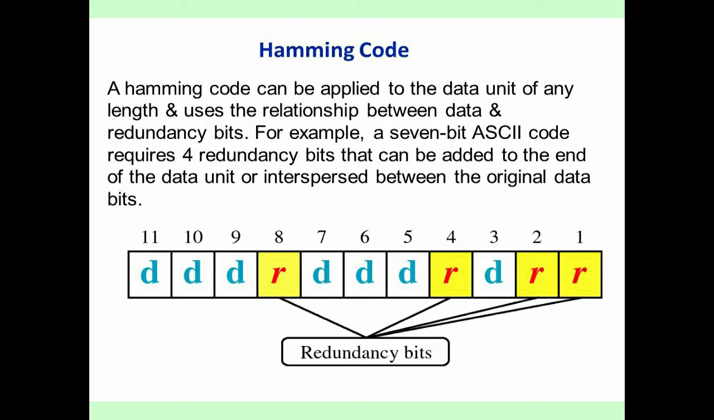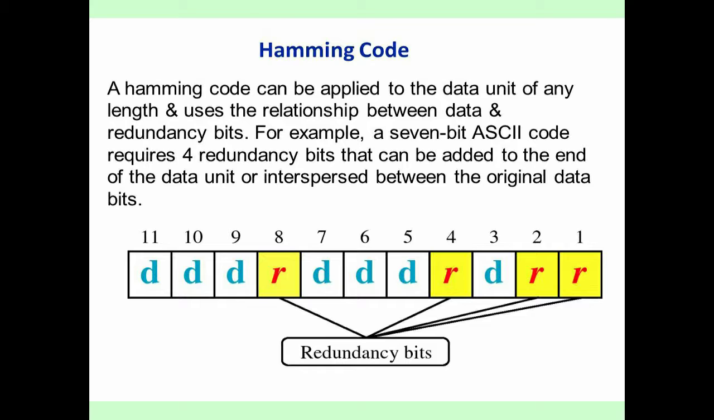Here I am considering a 12 block code. A Hamming code can be applied to a data unit of any length and uses the relationship between data and redundancy bits. For example, a 7-bit ASCII code. If you are considering 7-bit ASCII code, you need 4 redundant bits that can be added to the end of the data unit or interspersed between original data bits. I'm considering an 11 block of data like this. As I told, I will consider R1, R2, R4 and R8 as redundancy bits represented by R. Remaining all are data bits represented by D.